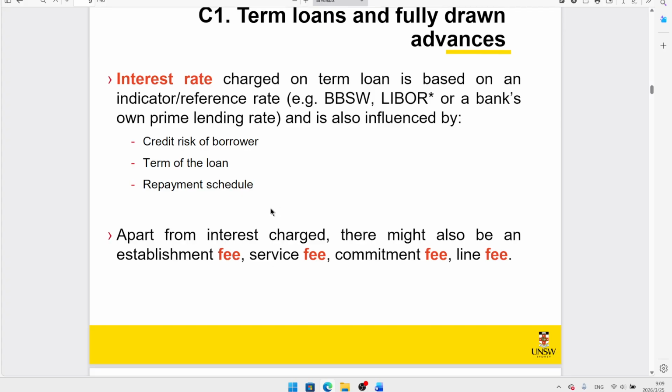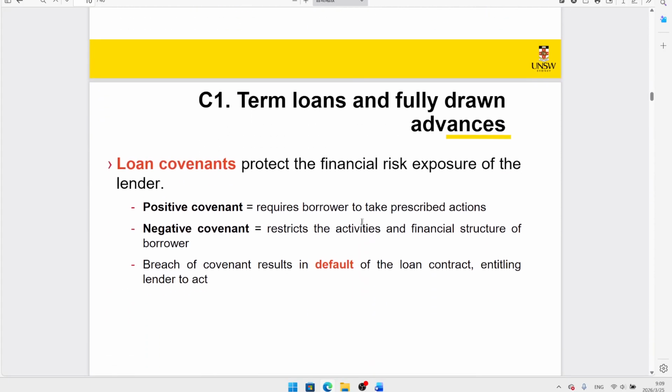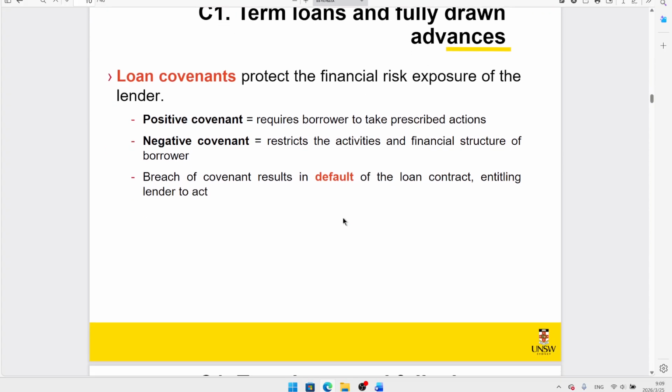Apart from the interest charge, there might also be establishment fees, service fees, commitment fees, and line fees. The loan covenants protect the lender against financial risk exposure. There are two types. The first one is the positive covenant. It requires the borrower to take prescribed actions. A negative covenant restricts actions and financial decisions of the borrower. A breach of covenant resulting in default of the loan contract entitles the lender to act.